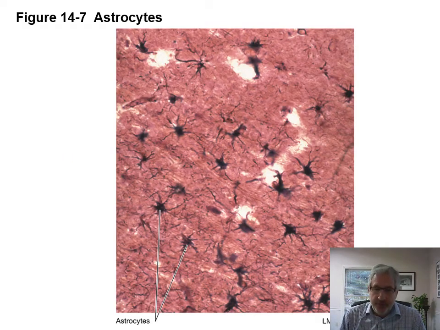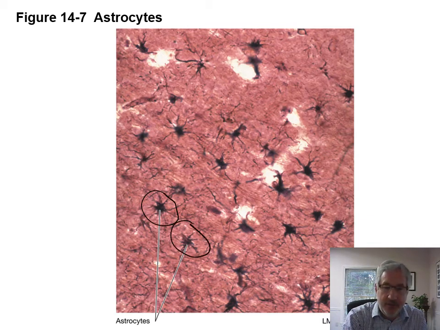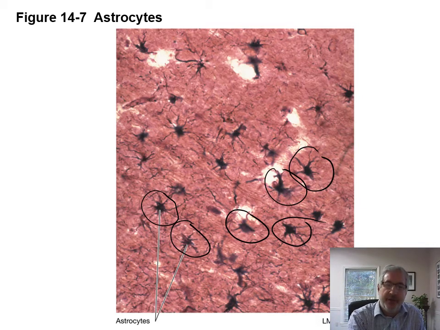Here's an actual photomicrograph of astrocytes. You can see all the different processes that come off of them. They look like little stars. So here's an astrocyte here, here's an astrocyte here, here's one here, there's another one here. So just all through. Here's another one here. All these dark blobs all the way through. Here's a really nice one right here. So anyway, that's astrocytes. Next slide.